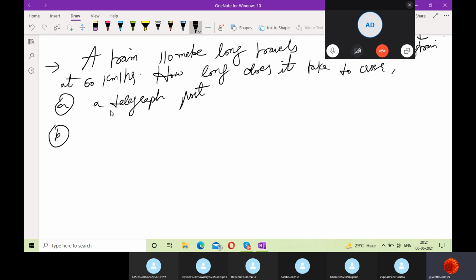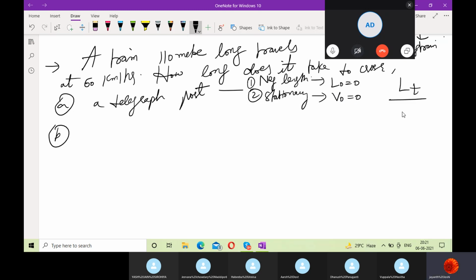Now some hint I am giving you. With the help of the chart which I have given to you, try to understand. When I am speaking about a telegraph post, this is an object of negligible length and which is also stationary. Correct or wrong? Negligible length is nothing but L naught will be 0, and stationary is nothing but speed would also be 0.